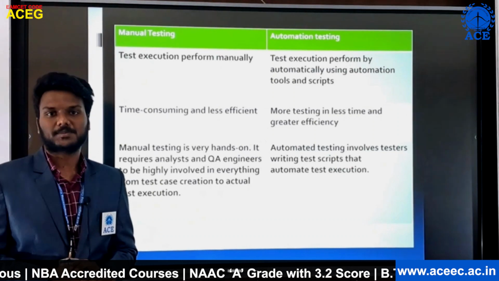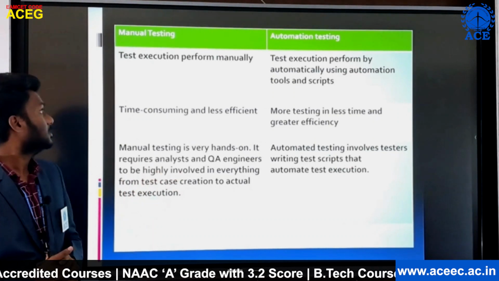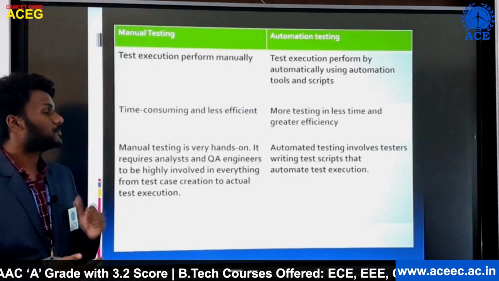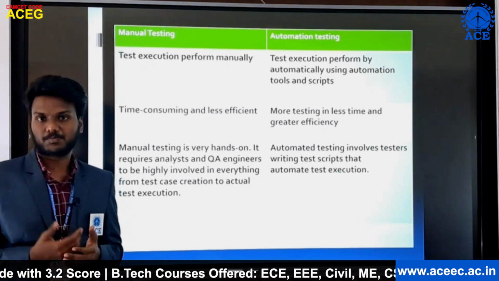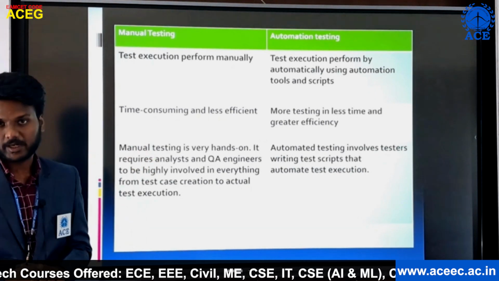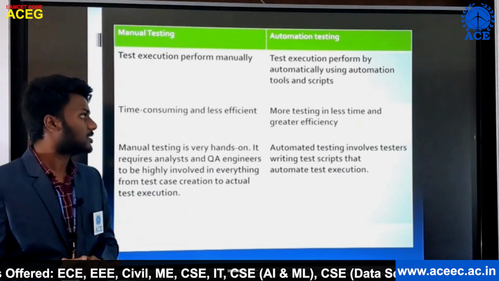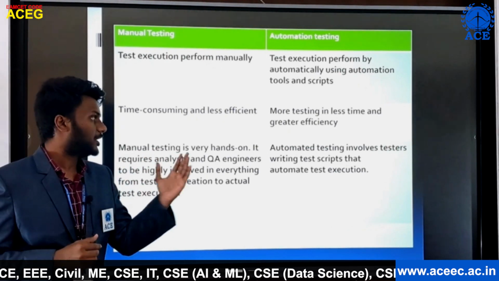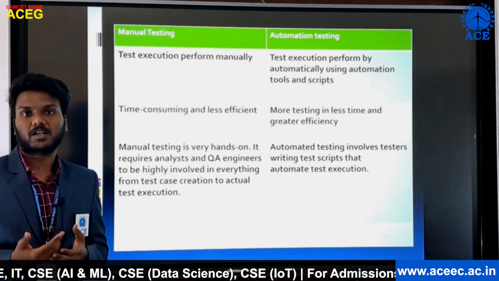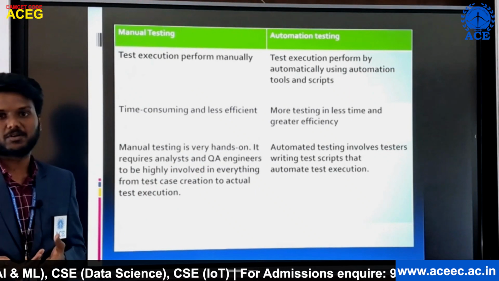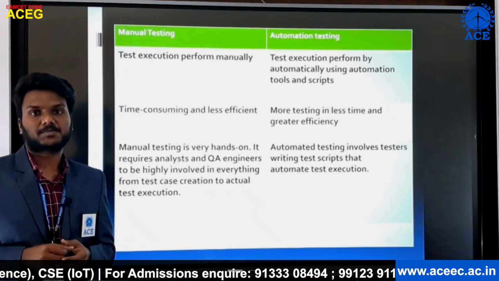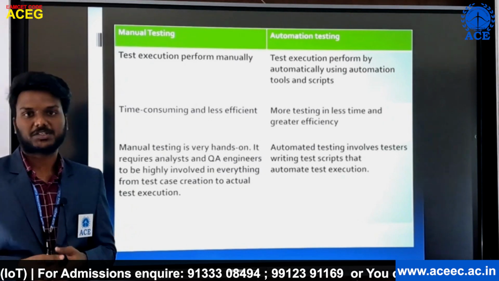Testing is mainly of two types, manual testing and automated testing. Now let us know the differences between manual testing and automation testing. Manual testing is performed manually, whereas automation testing is performed using automation tools and scripts. Manual testing is time consuming and less efficient, whereas automated testing is done in very less time with greater efficiency. Manual testing is very hands-on and requires QA engineers and experts to be involved, whereas automation testing involves testers writing testing scripts and is done using automation tools.